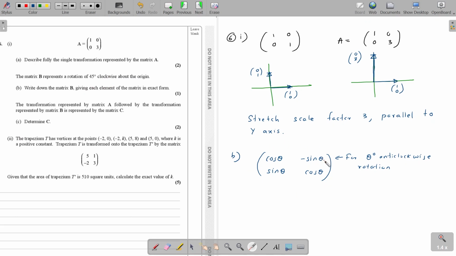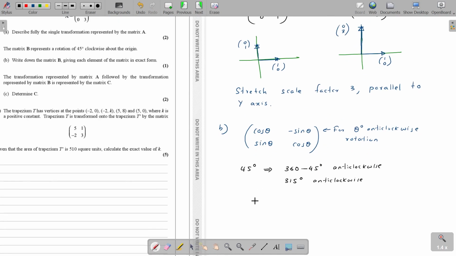45 degrees clockwise can also be written as 360 minus 45 degrees anticlockwise. Same thing, right? You end up at the same place. 360 minus 45 is 315 degrees anticlockwise. 45 degrees clockwise or traveling 315 degrees anticlockwise is the same. So now let's input that into this equation. The matrix cos 315, sin 315, minus sin 315, cos 315. Can I know the answer?